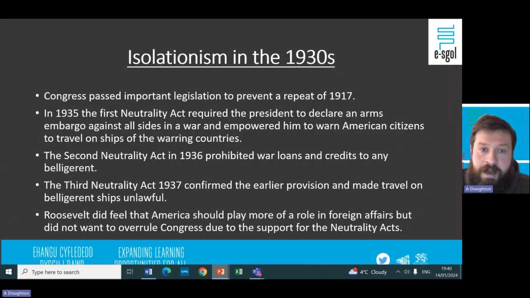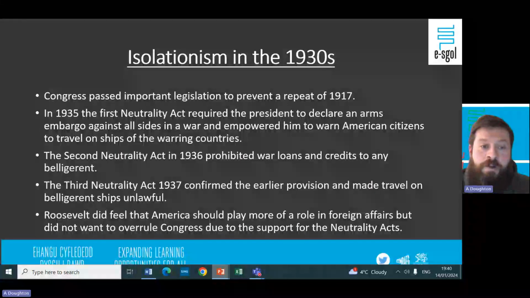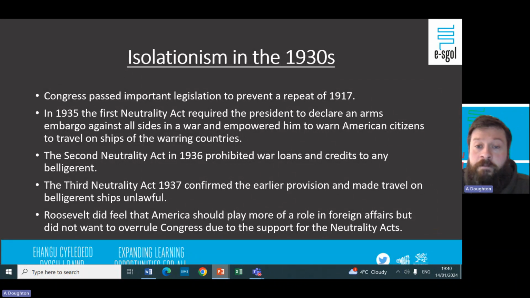In the second Neutrality Act, it prohibited war loans and credits to any belligerent countries, any aggressors in terms of war. The Third Neutrality Act confirmed the earlier provision and made travel on belligerent ships unlawful, so they weren't actually allowed to do it anymore. Rather than just being advised, they were told not to. Now, like I said, Roosevelt wanted to play a bigger role. However, he had to support Congress in this because he knew public opinion and Congress were against intervention in European affairs.